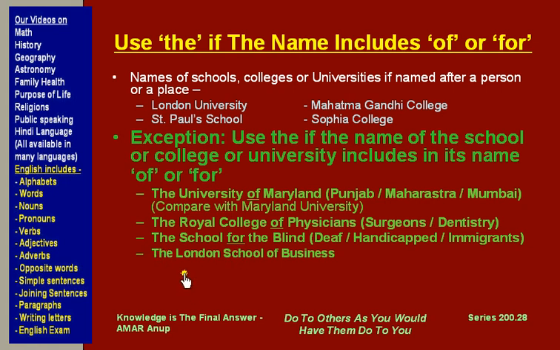Another example, the London School of Business. We use the because there is an of here. If the name was London Business School, we will not use the because there is no of. So I hope the examples are clear. No the in the name of colleges, schools and universities unless there is an of or for in the name, when we use the.